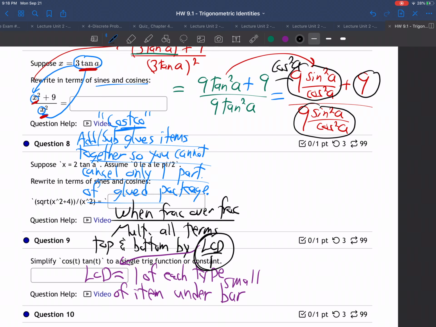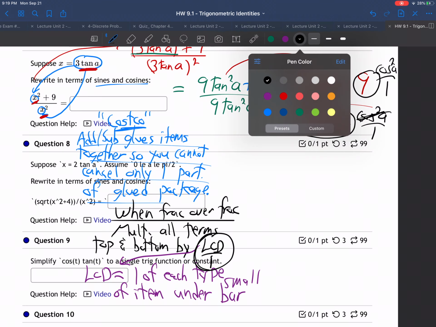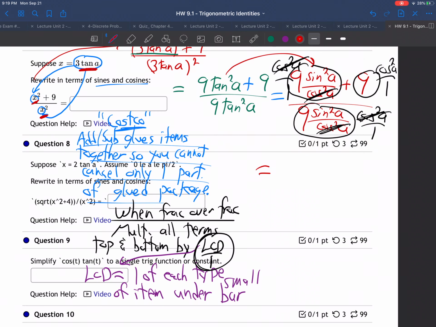Cosine squared of A over 1. Same thing here. Cosine squared of A over 1. Same thing down here. Cosine squared of A over 1. Right here, this and this will cancel, and this will cancel. And so, what do we get?